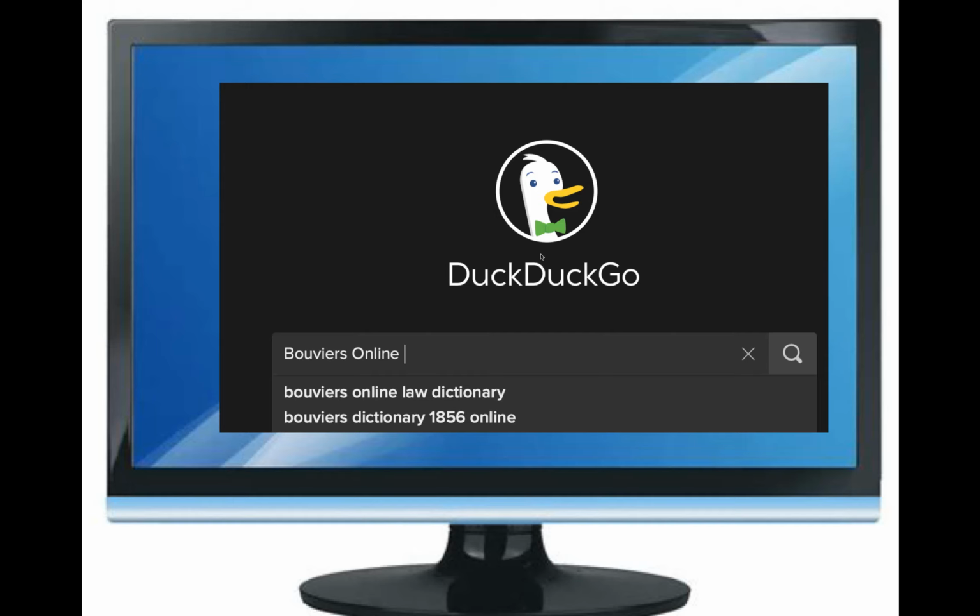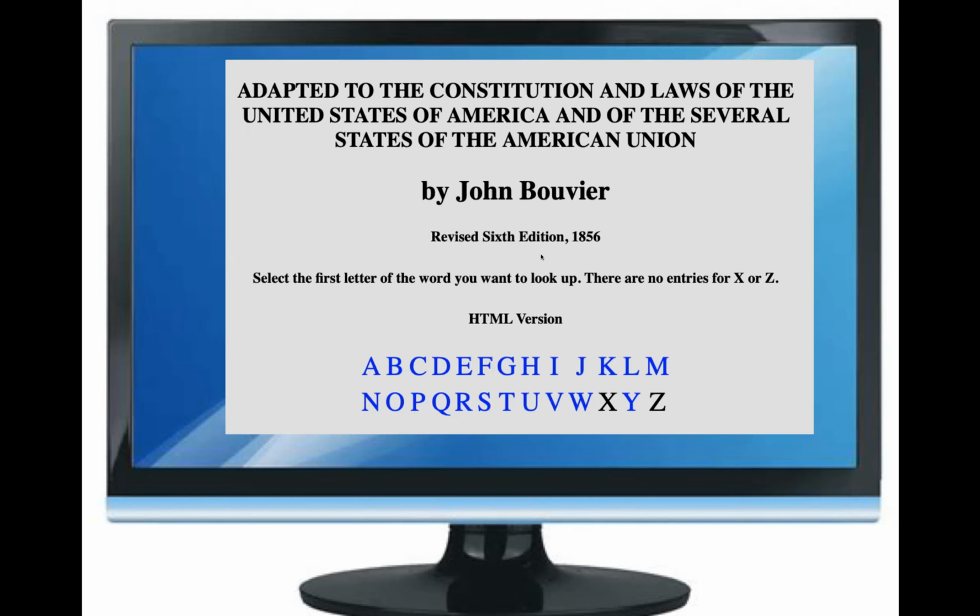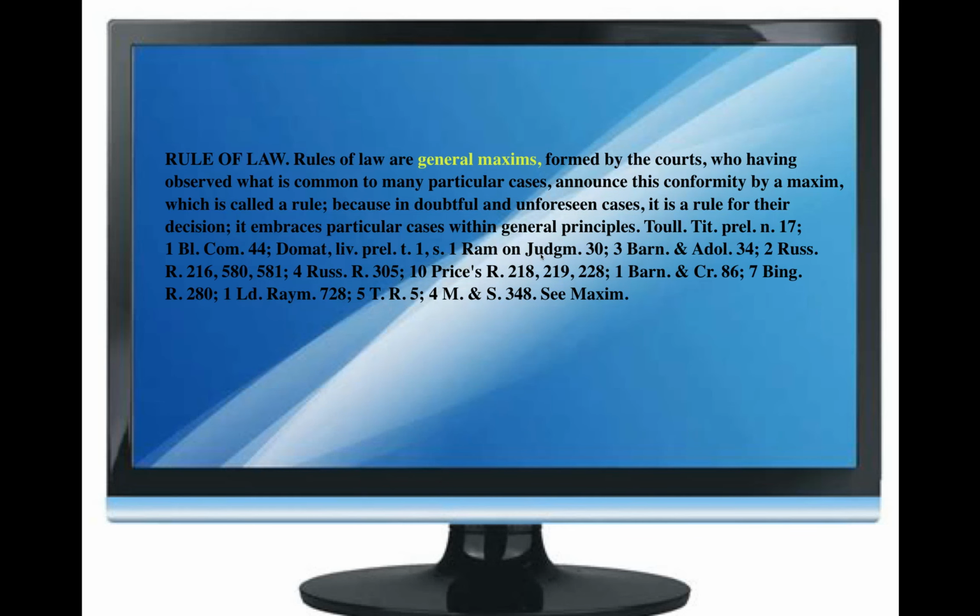So, first of all, get your favorite search engine, and if you go online to Bovier's Online Law Dictionary, this is the page that will come up. So you can search for any letter of the alphabet, and it will bring up the pages. So we're going to go to R, which is rule of law, and it states here quite simply: rules of law are general maxims formed by the courts who, having observed what is common to many particular cases, announce this conformity by a maxim, which is called a rule. So it becomes a rule of law.